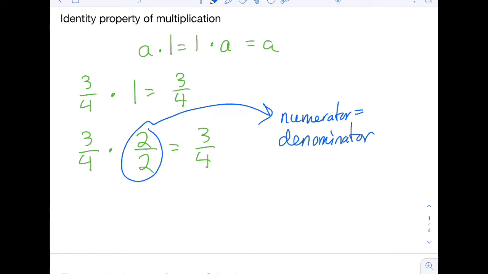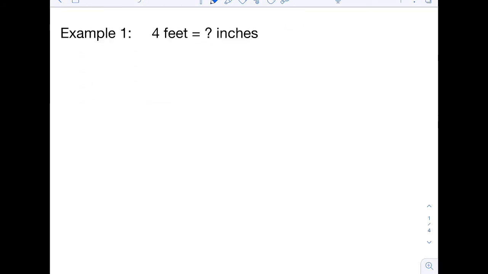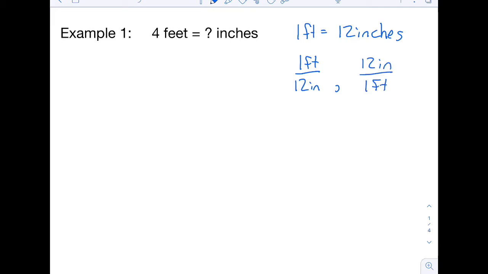Okay, let's go ahead and do some dimensional analysis. In our first example, I want to convert 4 feet to inches. I know that 1 foot is the same as 12 inches. This will be our conversion factor, and I can write it either as 1 foot for every 12 inches, or I can write this as 12 inches for every 1 foot.